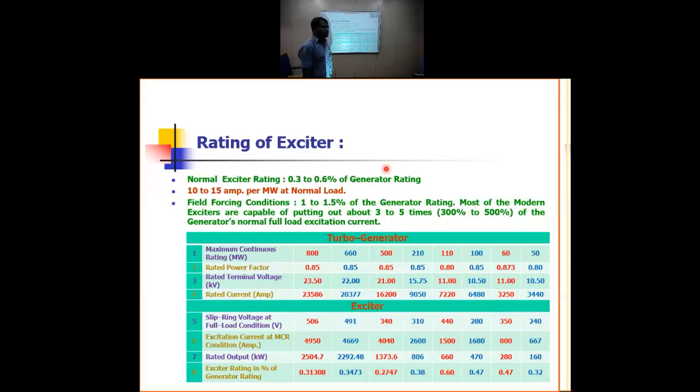So how much more current or power will it be able to supply? Generally 1.5, that means 150%. 150% means 50% more than the rated value it has to supply. Sometimes with the modern generator, making them more hardy or rugged, it is also followed that they should be capable of supplying 300 to 500%, so that the generator will never get damaged.